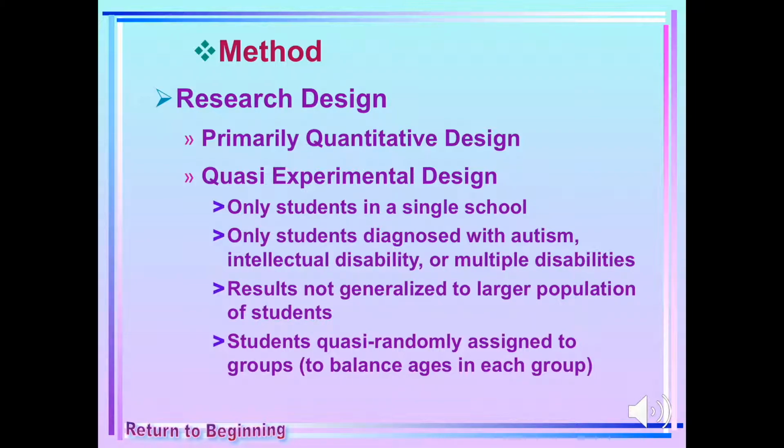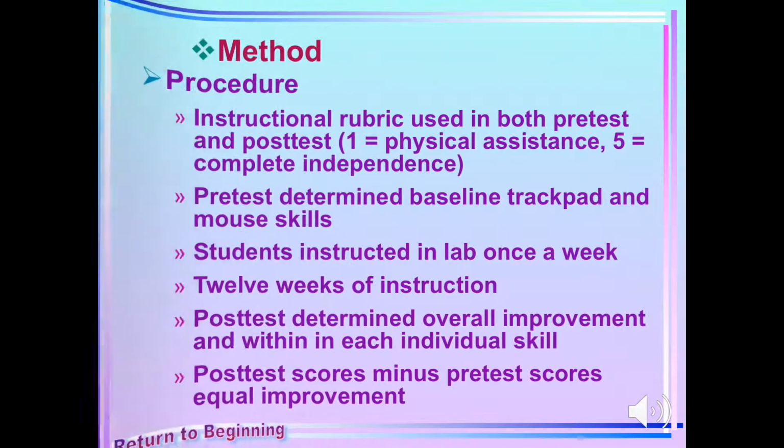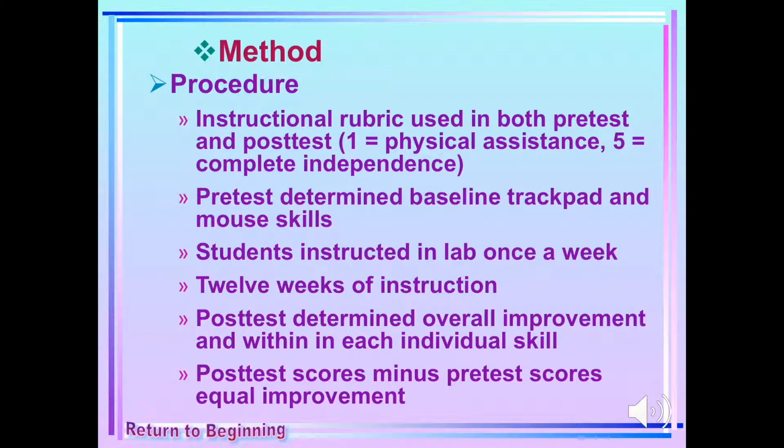This is called a quasi-experimental design because I had to adjust the randomization to make sure that there were 3 kids of each age in both the Trackpad group and the mouse group. The rubric that I developed allowed me to assess the students in a pre-test and post-test fashion, and then determine improvement in independent skills and groups of skills, and overall improvement.